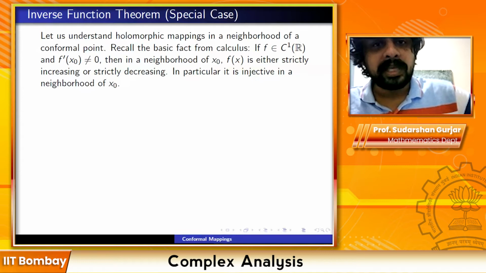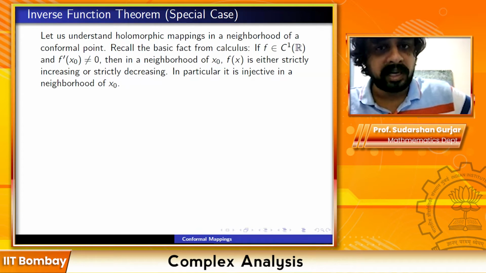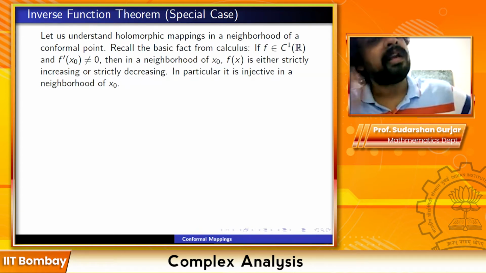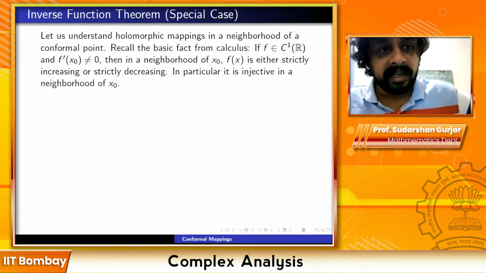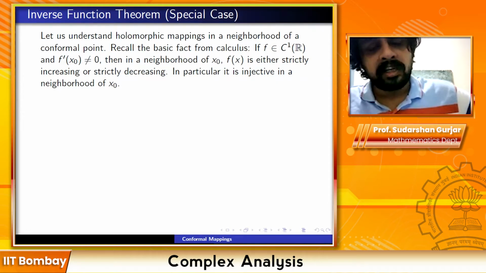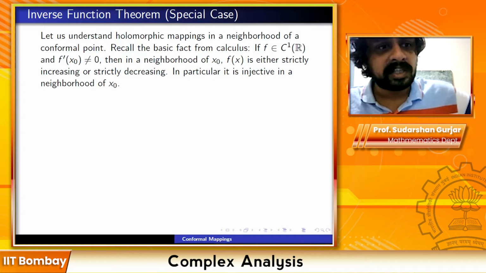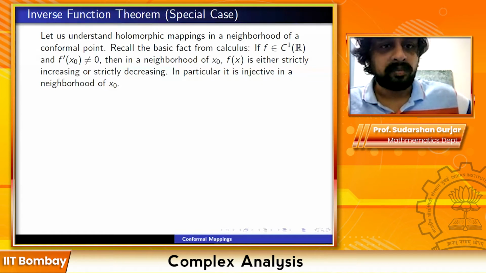So recall the following basic fact from calculus. Suppose I have a C1 function on the real line. I'm just motivating the inverse function theorem by giving a relevant example from real analysis. Suppose I take a C1 function on the real line and suppose the derivative at a point x0 is non-zero. Then in the neighborhood of x0, the function is either strictly increasing or strictly decreasing. In particular, it is injective in a neighborhood of x0.